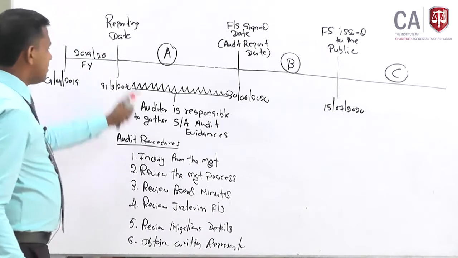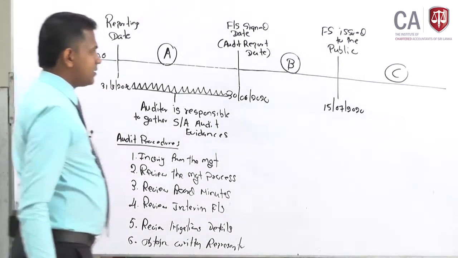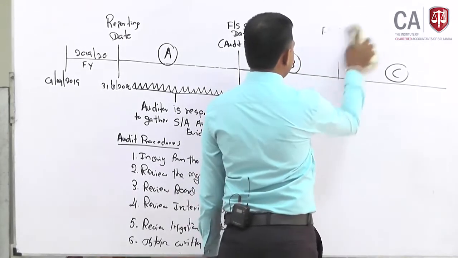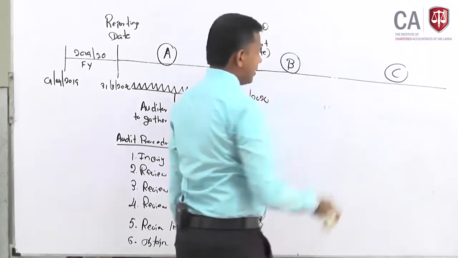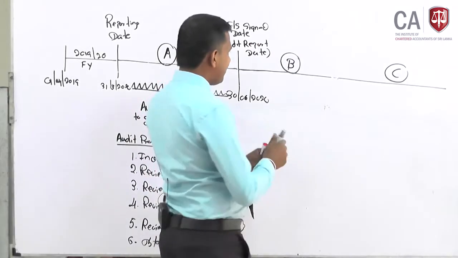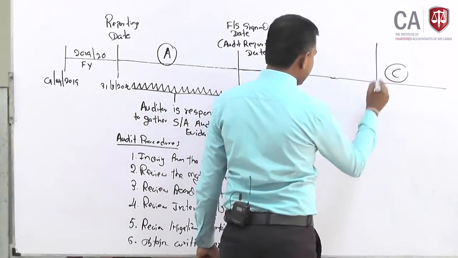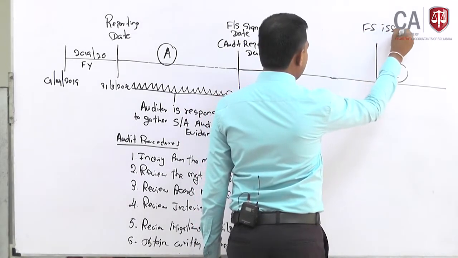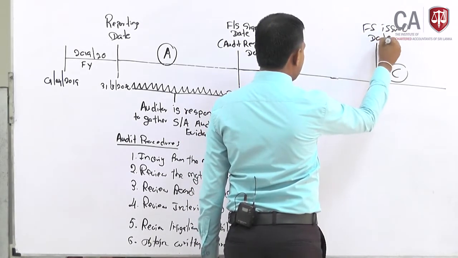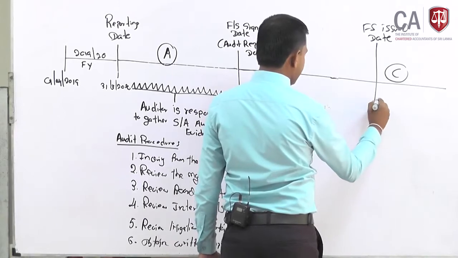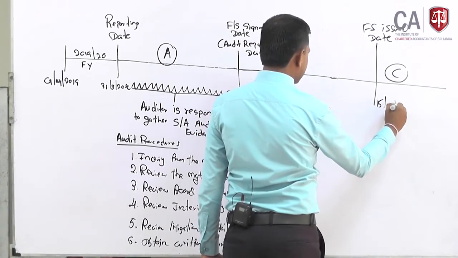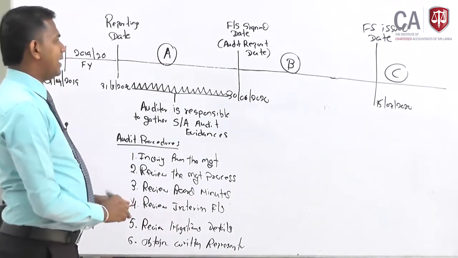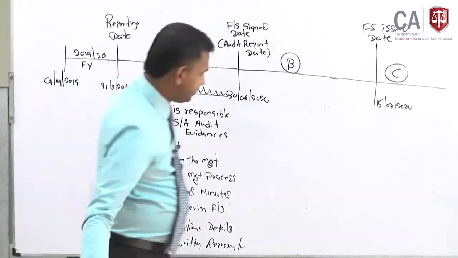Right, this is the responsibility of part A. The auditor is directly responsible. Right, now we are coming to part B. I am just drawing here again. Finance statement issued. Date, so let us say it is 15th of July 2020. Right, now we have part A, part B, part C.